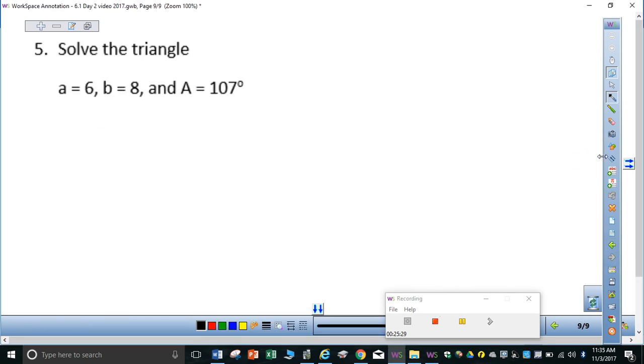Okay, so one last situation. First thing we always want to look at is angle A. We want to know if it's acute or if it's obtuse. This angle is obtuse because it's greater than 90 degrees. So if the angle is obtuse, it's pretty easy. There's only two things that we are thinking about.